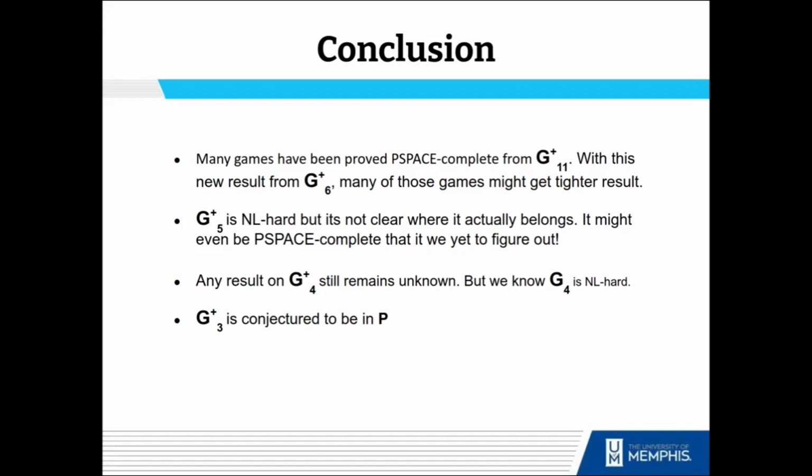And G5 positive is NL-hard, but it's not clear where it actually belongs. It might even be PSPACE-Complete, that we have yet to figure out. Any result on G4 positive still remains unknown, but we at least know G4 is NL-hard. Then G3 positive is conjectured to be in P. We also have a conjecture that G3 is in P.